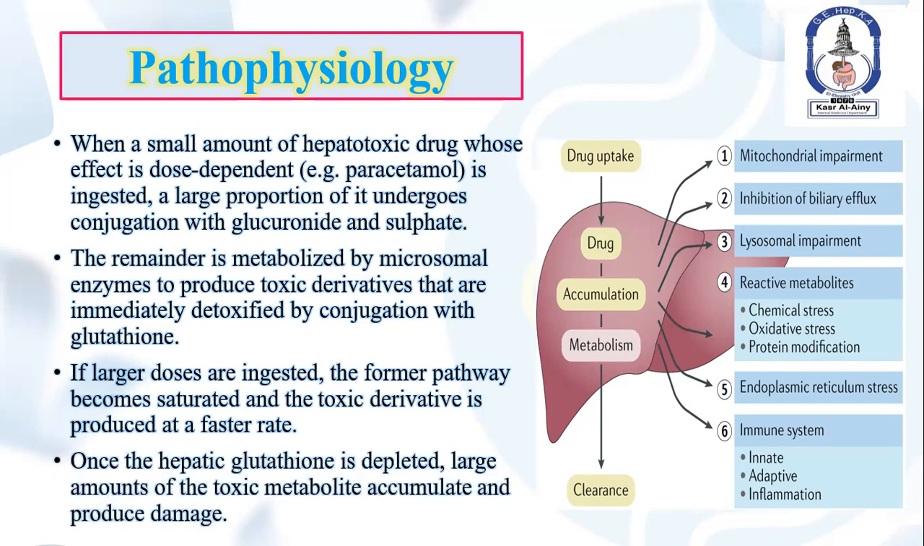Once the hepatic glutathione is depleted, large amounts of toxic metabolites will accumulate and produce the damage. So it happens in two steps. First, the large proportion will be conjugated to glucuronide and sulfate, and the remaining part will be metabolized to form the toxic product that is conjugated by glutathione. After a while, the glutathione will be depleted, and we will end up with only the toxic product that is going to cause the liver injury.